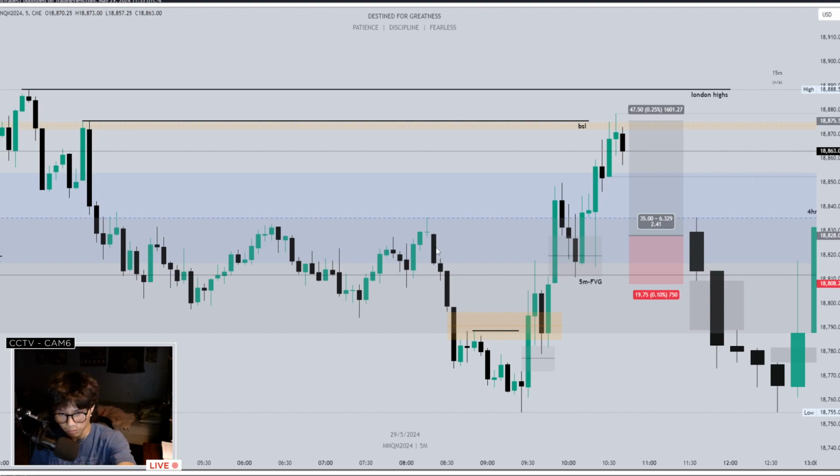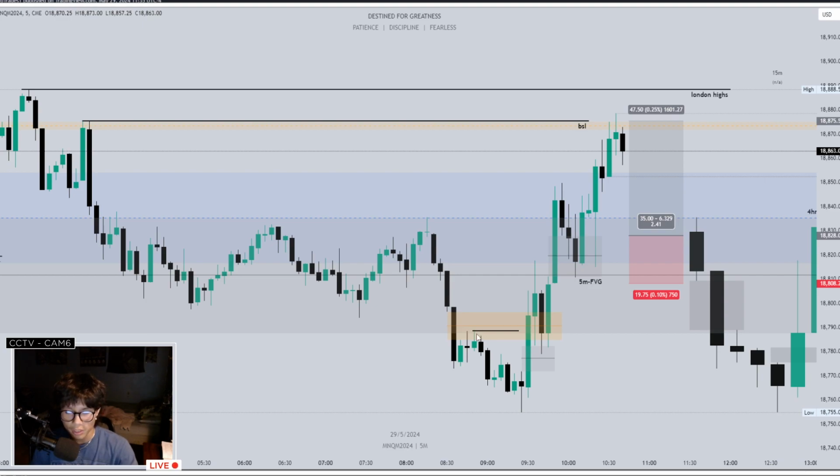So we trade lower into this 4-hour fair value gap right here. And this is on the 5-minute time frame. We trade lower and then we retrace into a 5-minute SIBI. We retrace into that 5-minute SIBI and we continue lower from that, right?